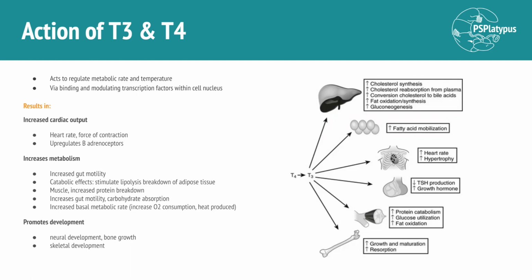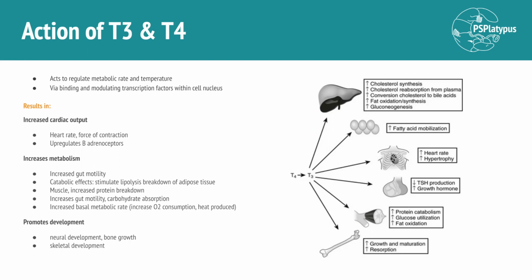They act to regulate the metabolic rate and temperature of the body by increasing it. How does it exactly do this? Well, it does it via binding and modulating transcription factors within the cell nucleus of target organs. This results in increased cardiac output, upregulation of our beta adrenergic receptors, which then increase our heart rate and the force of contraction. It also increases metabolism within the body by increasing our gut motility, stimulating lipolysis and the breakdown of our adipose tissue or the mobilization of fat.